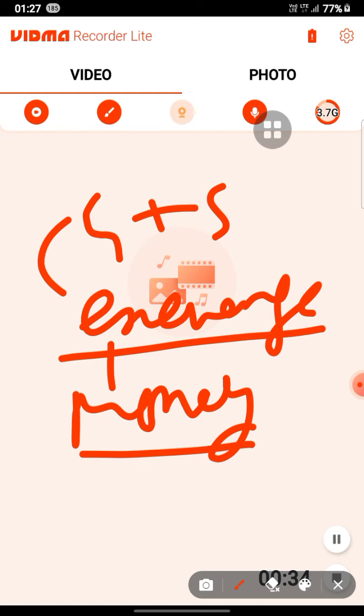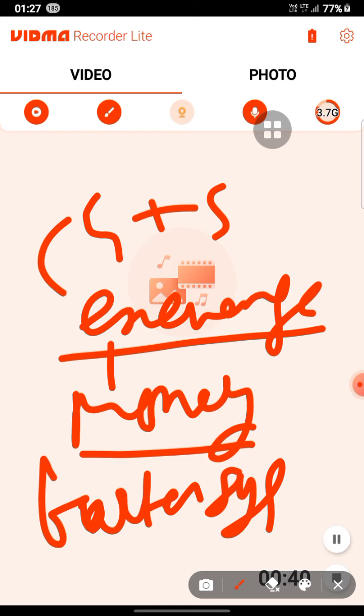In ancient time there was a barter system of exchange. What is the barter system? There was no token currency. If I have food grains and you have apples, then I will exchange both of them. That was the barter system in ancient time.